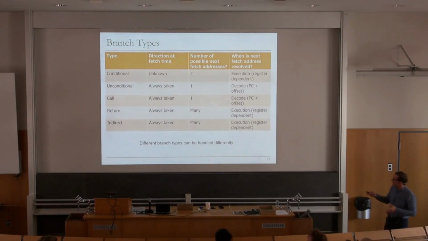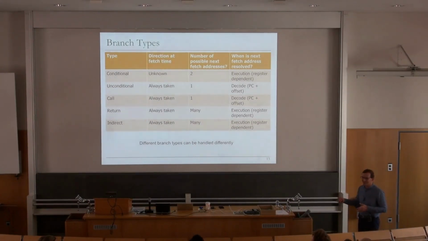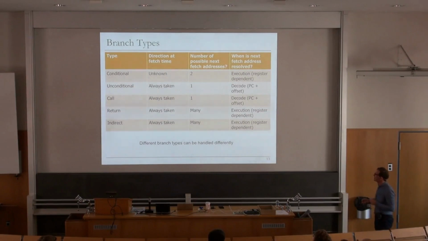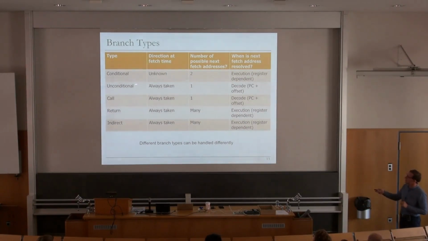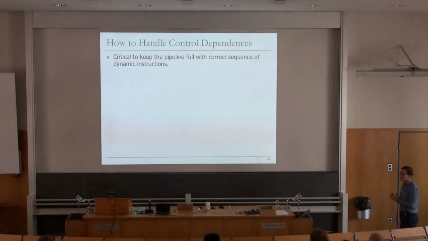I don't have a conditional indirect one here. That's actually the worst. If you have a conditional indirect branch, you don't know whether you will take the target. That makes this much harder. But you can imagine techniques to do that. We're going to focus a lot on the conditional branches for now.